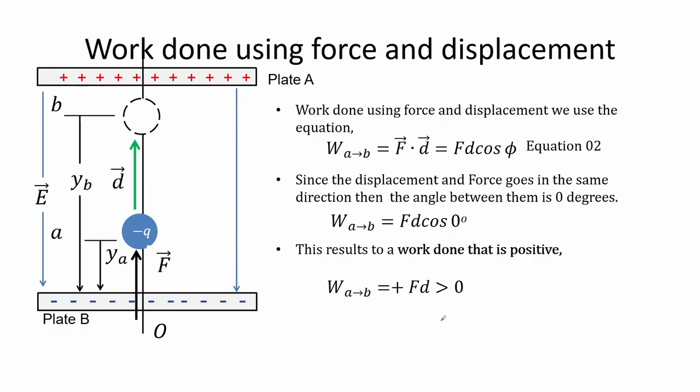Here we solve work using the force and displacement vectors. Using equation 2, we see that the displacement and force go in the same direction, thus the angle between them is 0 degrees. This will result in a positive value. So the work done in moving a negative charge from a negative plate towards a positive plate is positive.